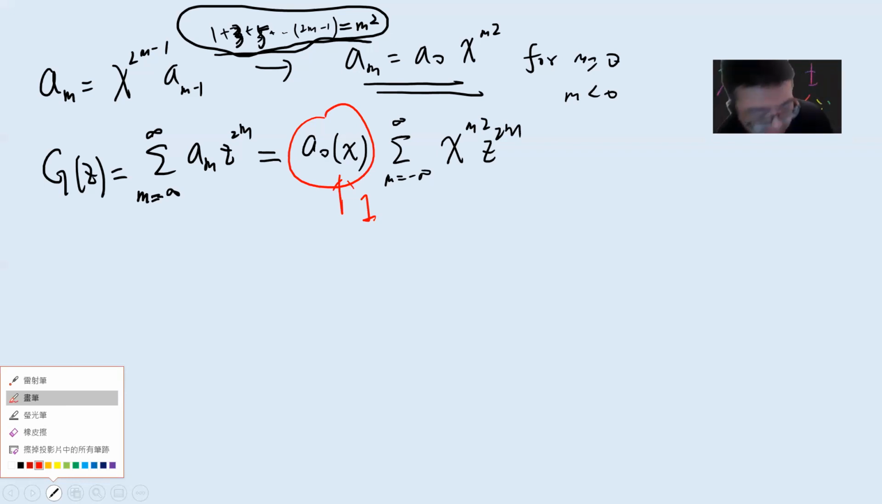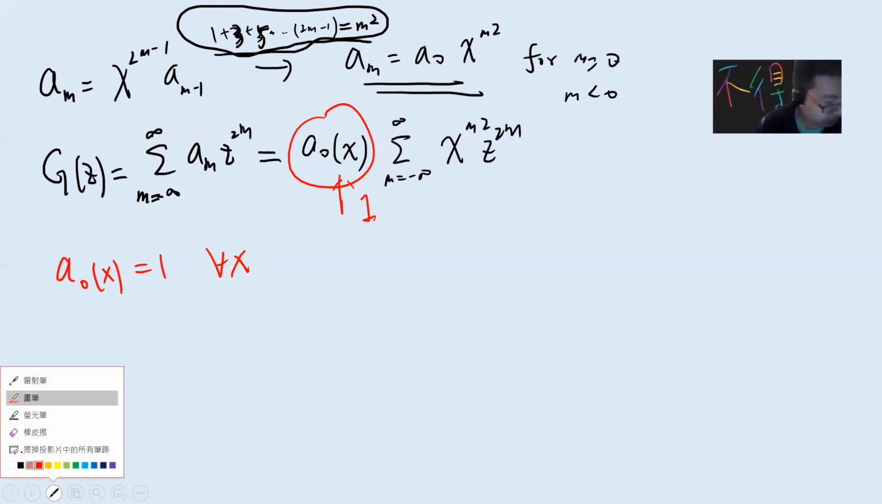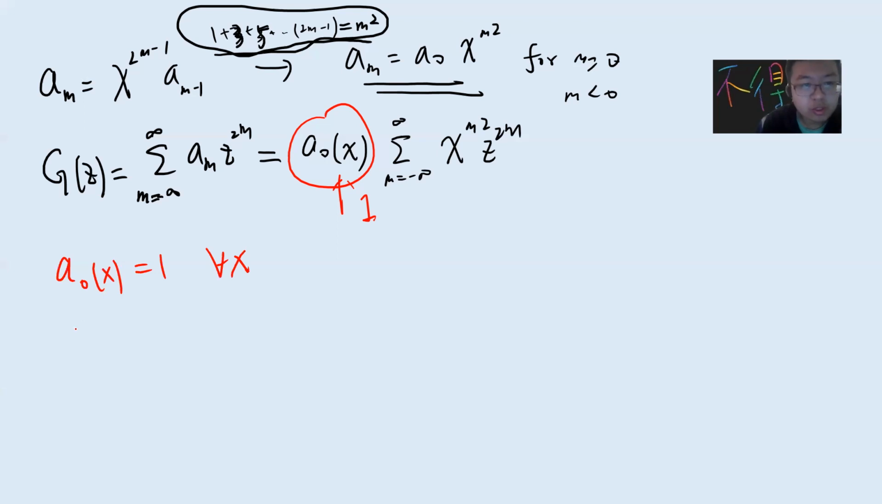So I want to claim that this a_0(x) is 1. They do not depend on x. So our goal is a_0(x) is 1 for every x. This is very non-trivial to prove, but one way is to compute g with exponential pi i divided by 4. This is very weird, why is this true?